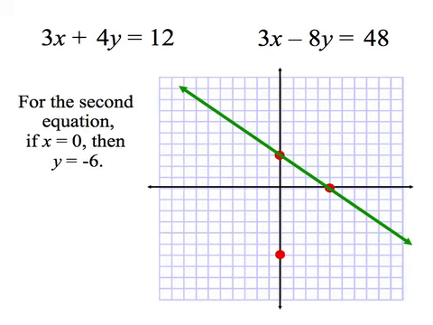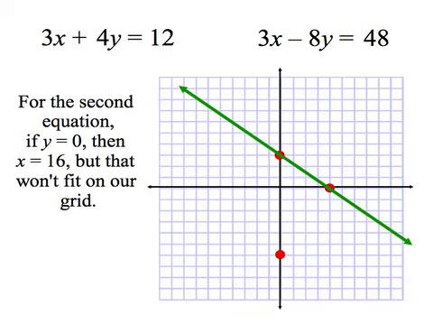For the second equation, we're going to let x equal 0. Remember that subtract 8y is like adding -8y. So to make 48, we need a negative times a negative, so y is -6, and we graph that on the y-axis. And then, if we let y be 0, it doesn't take long to figure out that 3 times 16 is 48, but 16 won't fit on our grid.